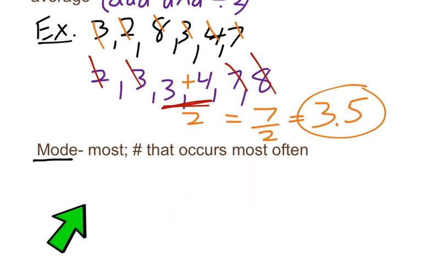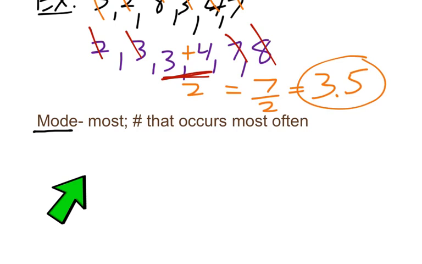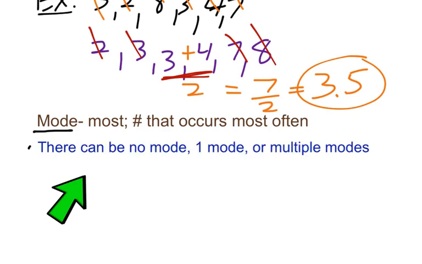Now, there can be no mode, there can be one mode, or there can be multiple modes. So there's no mode whenever the most any number occurs is once. That would be no mode. There's one mode if there's one number that occurs more than once. Like if you have a number that occurs twice, or one number that occurs 4 times. And multiple modes would be whenever you have numbers that occur more than once. So for instance, if 2 numbers occurred 3 times, there could be 2 modes. So let's do an example.